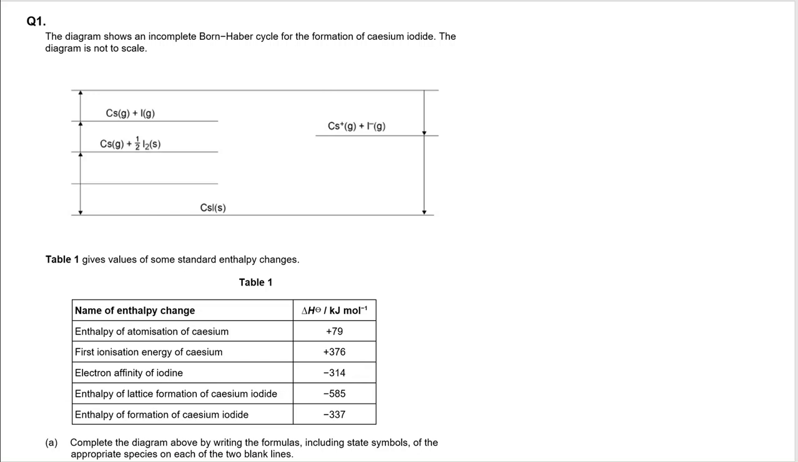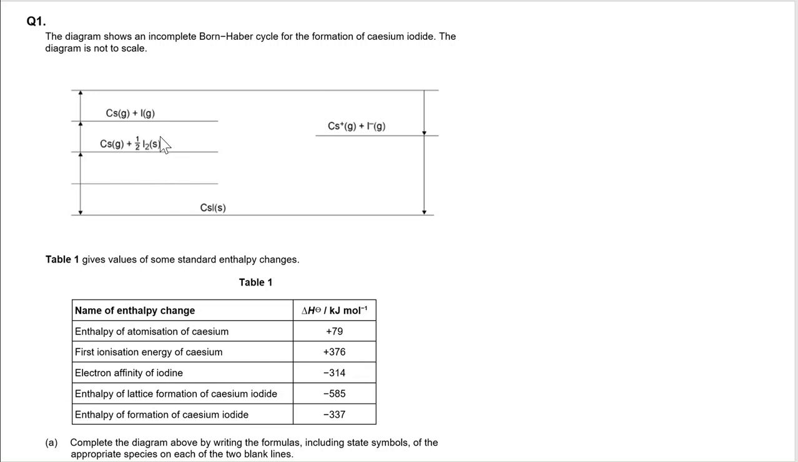We've got an incomplete Born-Haber cycle for the formation of cesium iodide, and we've also got a lot of data. Now, we don't need the data table for part A, but you are asked to complete the diagram by writing the formulas, including state symbols, and that will always be the case on questions like this, of the appropriate species on each of the two blank lines.